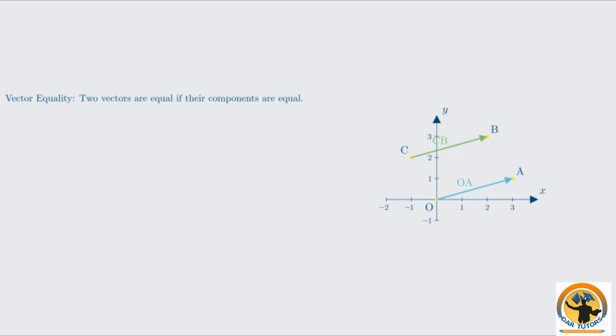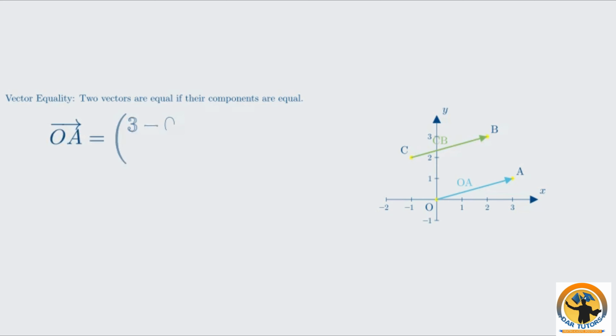Now, let's consider the concept of vector equality. This is a fundamental principle in vector algebra. 2 vectors are equal if and only if their corresponding components are equal. This means their x components must be the same and their y components must be the same. Let's look at an example. Consider the vectors OA and CB shown on this grid. Vector OA starts at the origin, (0, 0), and ends at point A, (3, 1). To find its component form, we subtract the starting coordinates from the ending coordinates. So OA is (3 minus 0, 1 minus 0), which is (3, 1).